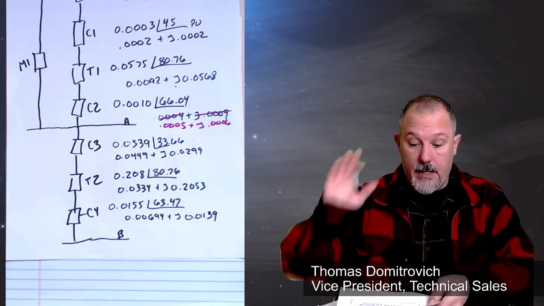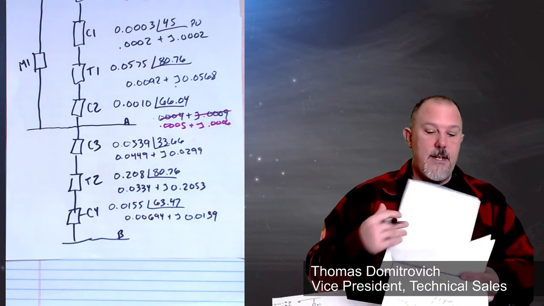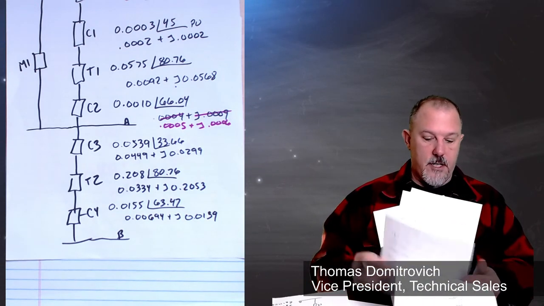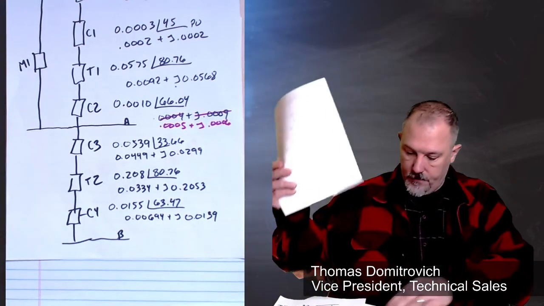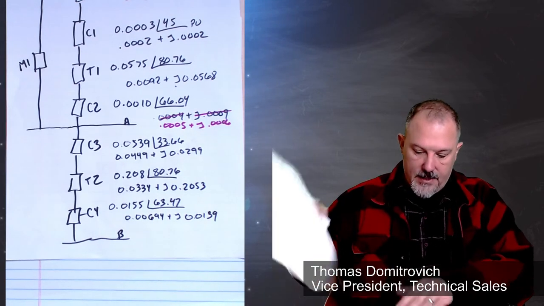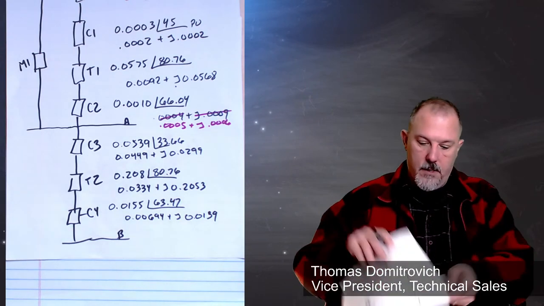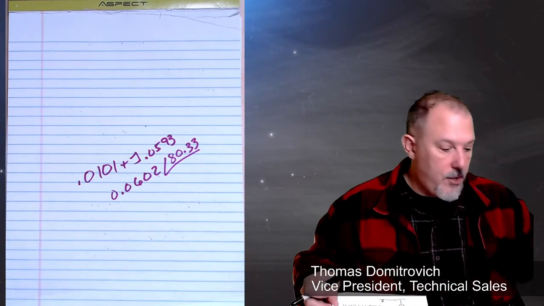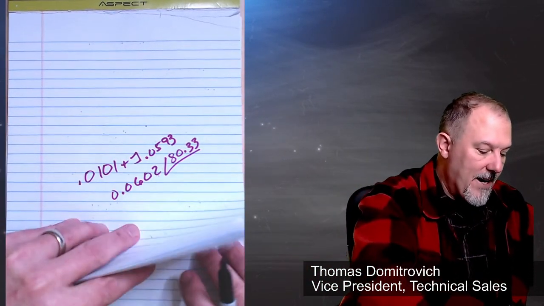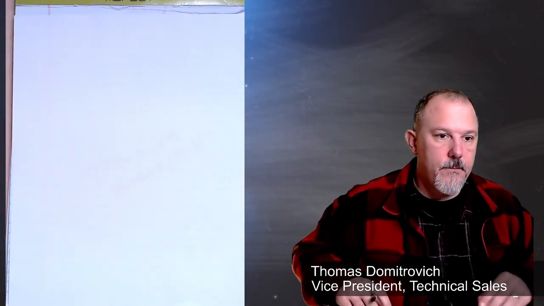I'm feeling good. I don't know about you. So I've got to put these in order: conductor 1, conductor 2, transformer 1, conductor 3, conductor 4, transformer 2. I've got our base, and I've got our utility impedance. Now I'm going to do our final calculation. Can't do that. All right.